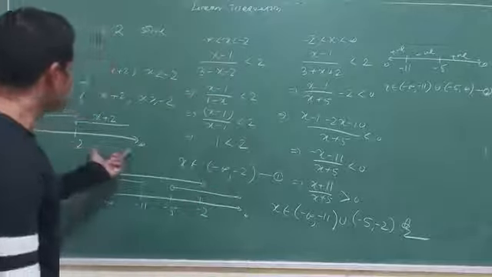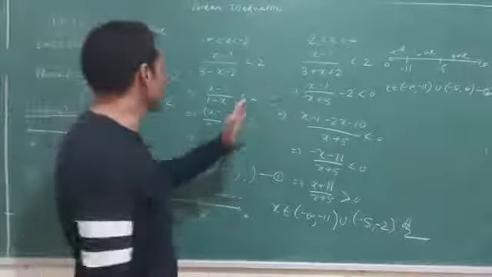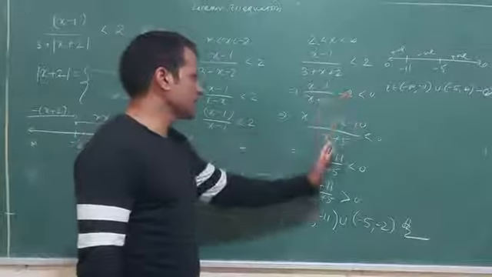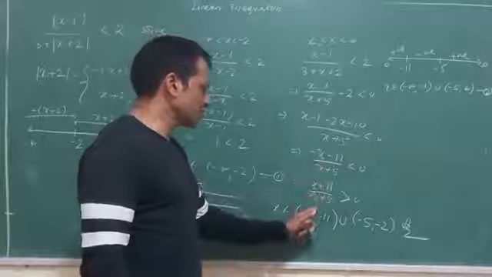Second one, I am standing in this zone. This is replaced by x plus 2. That becomes x plus 5. Then the numerator is x minus 1. Bring -2 to this side. -2x minus 10. That gives you -x minus 11. Multiply by -2, make it positive.